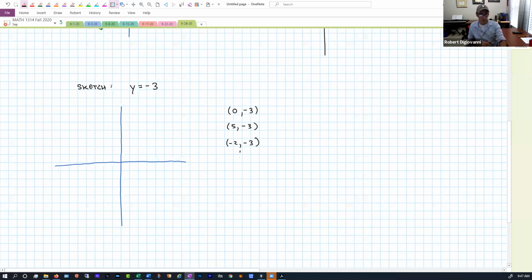And again, I could keep doing this forever. But if you just start plotting a couple of these points, you'll get a feel for what this line looks like. So if I go 0, -3, that just moves me down 3. If I go to the right 5, down 3, I can go to the left 2 and down 3. All of those points lie on a straight horizontal line.